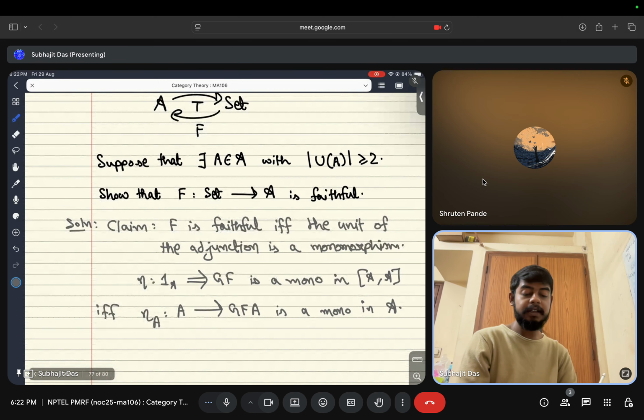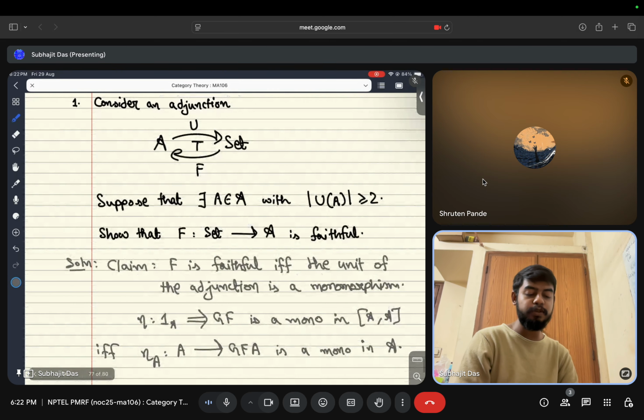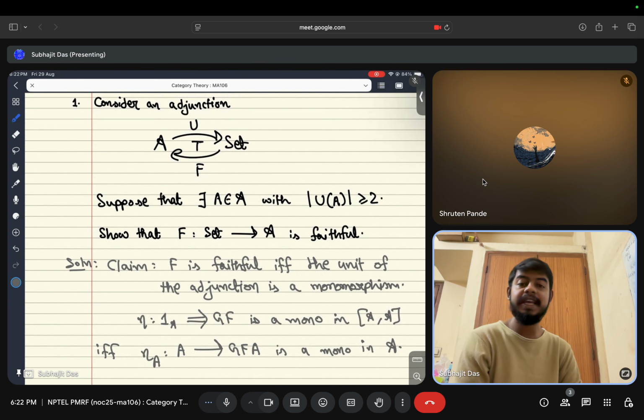So, to show that our left adjoint functor is faithful, it is enough to show that the unit natural transformation of the adjunction is actually a monomorphism. In other words, we need to show that each component eta_A, which is an arrow from A to GFA, is a monomorphism in A.